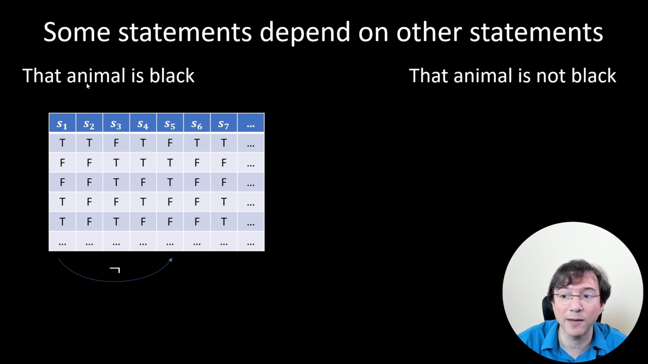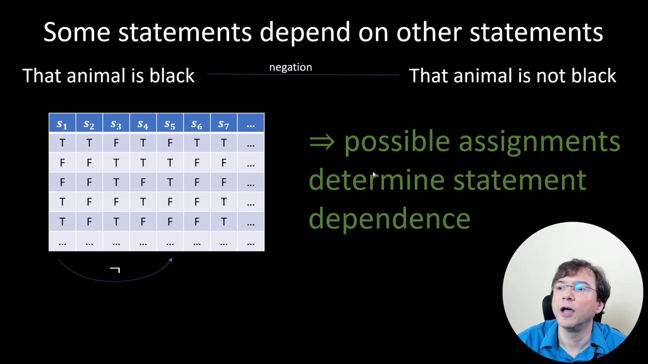So if I say that the animal is black, and I say the animal is not black, well, if I know the truth value of this, that's enough to exactly determine the truth value of this. So there is a function that links the truth value of one statement to the truth value of the other statement. And that function is the negation. If I say this is true, this is false, and if I say this is false, this is true. So the idea is, again, that the possible assignments determine this statement dependence.